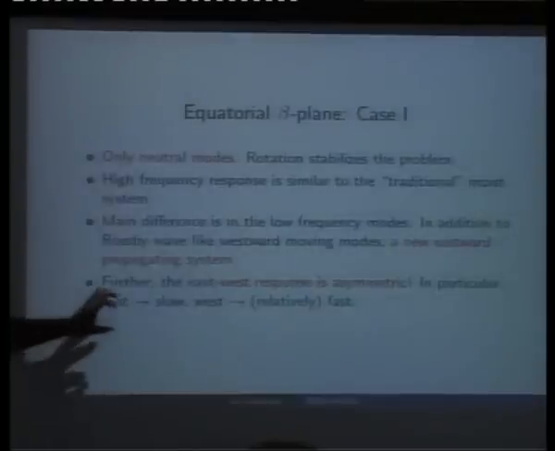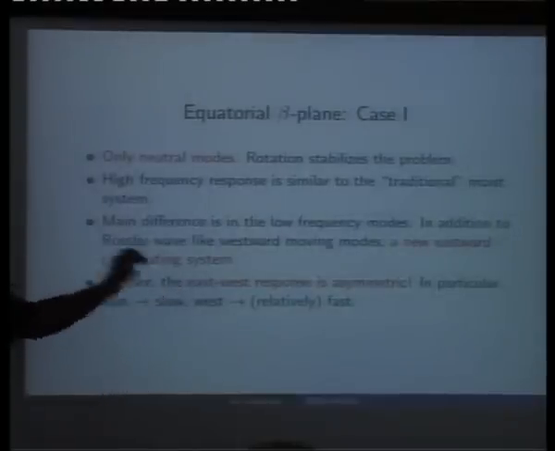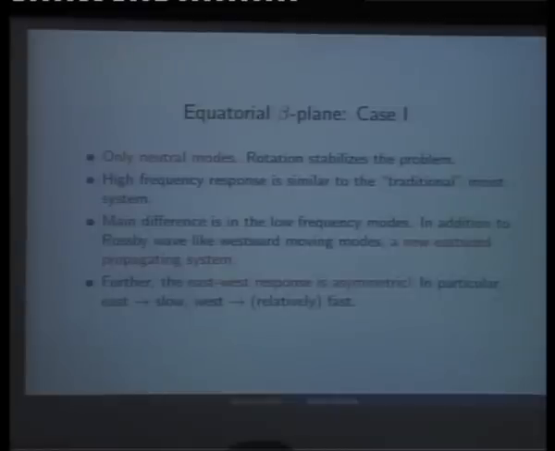You have only neutral modes. For these neutral modes, the high frequency response is the same as the traditional system. The low frequency response has a new mode, which is the eastward propagating neutral mode. This mode is slower than the westward propagating mode. What we would like to do is to look at this mode in a little more detail, right?